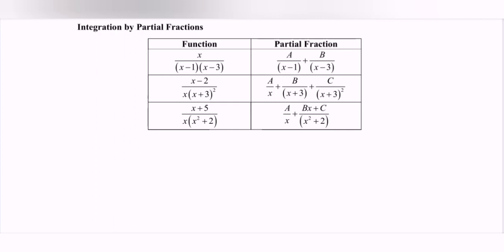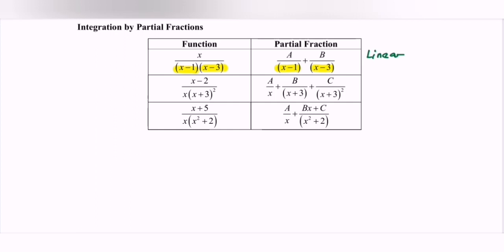So kindly refer to the table. For the left hand side we have the function x over (x minus 1)(x minus 3). We can express the situation in the form of partial fraction where x minus 1 is the first factor and x minus 3 is the second factor, and for this kind of case we consider both as linear factors. So if we have linear factors, the numerator will be a constant: A over x minus 1 plus B over x minus 3. That is the case for linear factors.